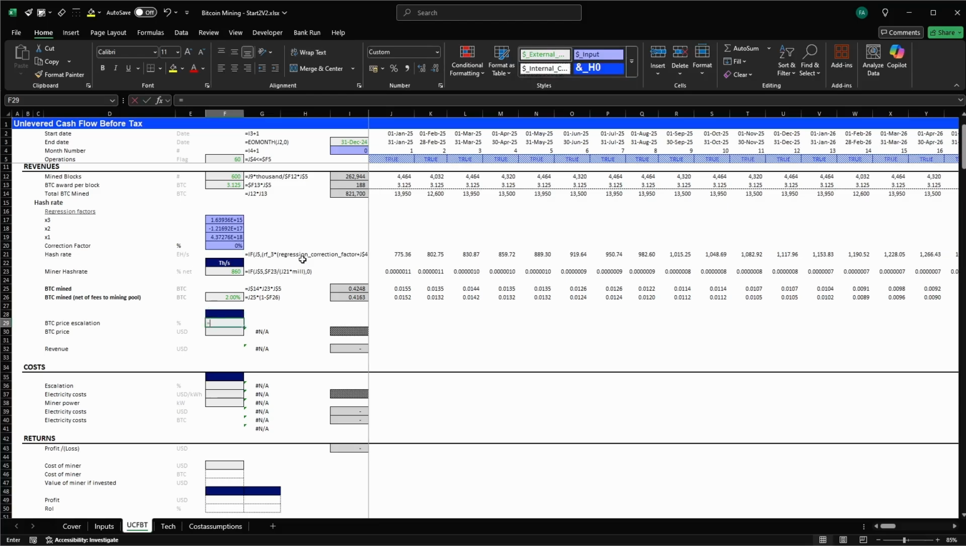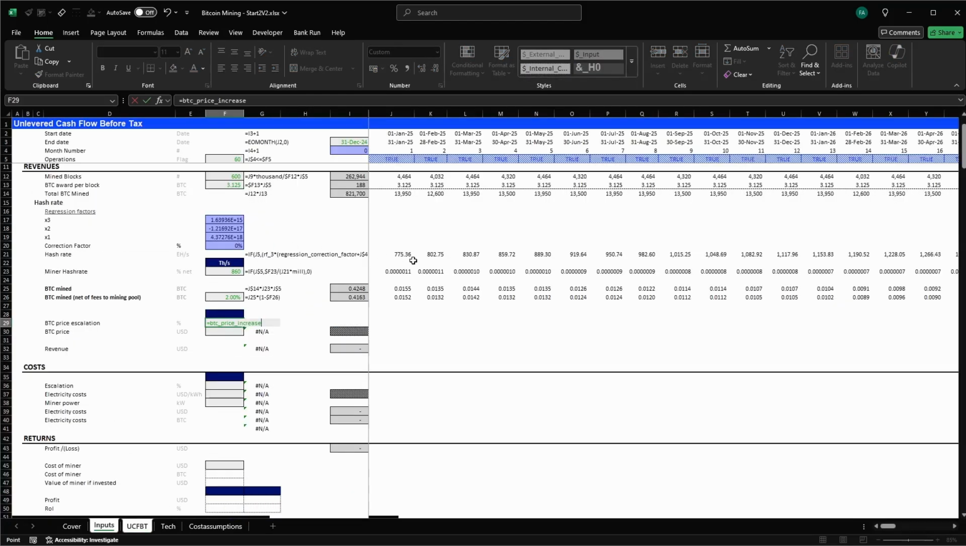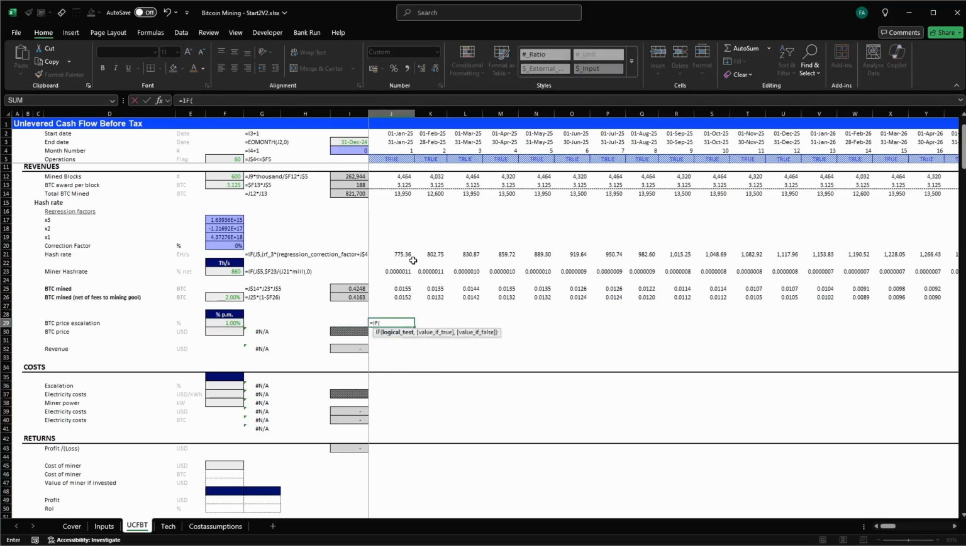The first thing, you're going to have an assumption for the Bitcoin price escalation, which is 1% per month. Okay, so I'm going to get here percent per month. All right. So Bitcoin is gonna grow 1% per month. So how can we do it? We can say that equals if what? If this is 1, I want this number here just to be 1. Otherwise, I want this to be what?